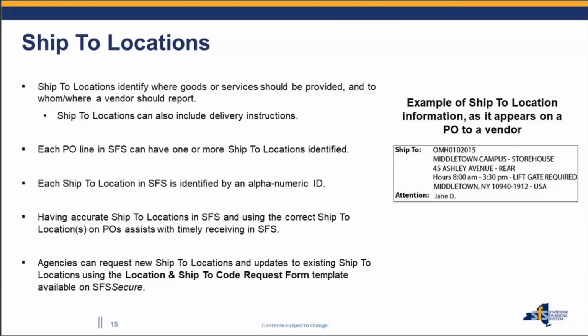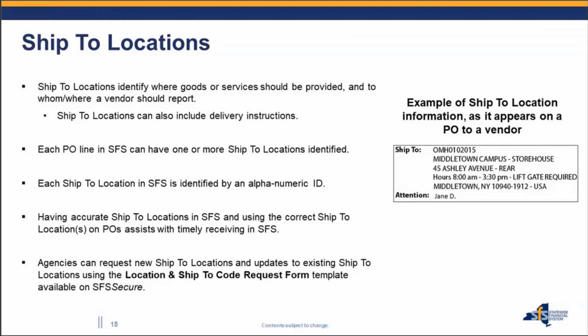Each ship-to location within SFS is identified by an alphanumeric ID. You see the example over on the right-hand side of this slide. OMH01-02015 is the ship-to code. So many of the ship-to codes are identified that way within SFS. But then you'll see below that it goes into greater detail about that location. The Middletown campus, it gives you the exact address. It's telling you that this is going directly to the storehouse, and that storehouse is located at the rear of the building. Gives you the hours of operation and notes that a lift gate is required. So this is all important information for these vendors to have up front before they attempt to deliver these goods.